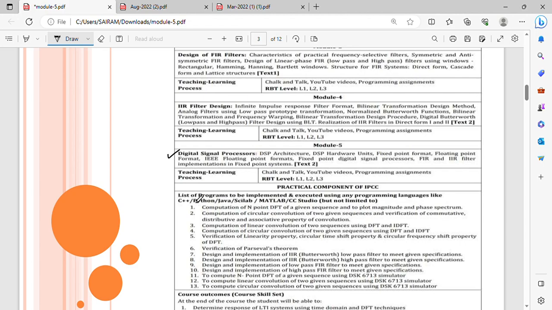Module number 1, module number 2 and module number 5 are the foundation for an examination, that too with respect to DSP, and after that you are going to start with your module number 3 and 4.